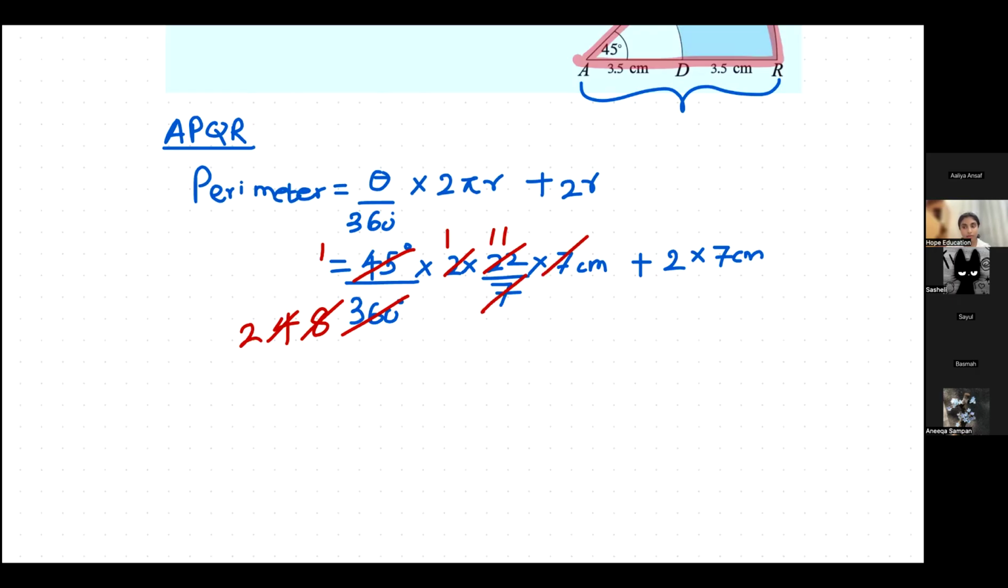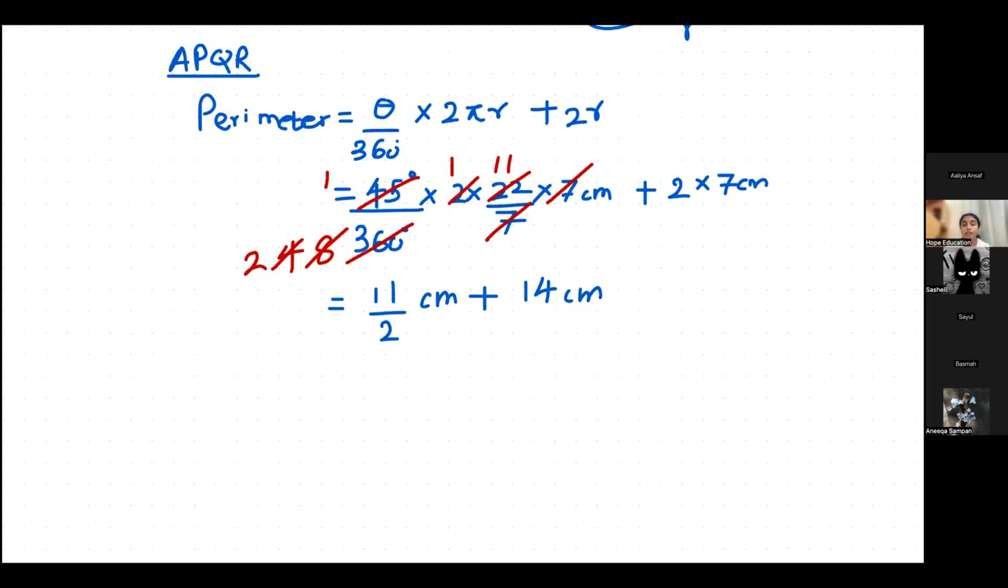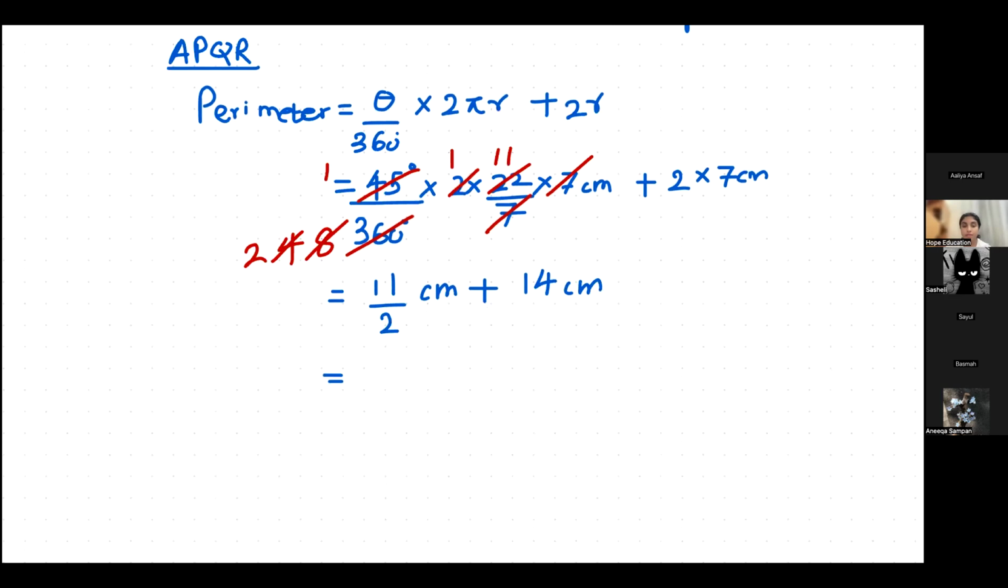Sahil, do you have any question? Okay, all right. If you have any question, let me know. Then on top we have 11, below we have 2. Plus 2 times 7 is 14 centimeters. We know 11 divided by 2 is 5.5 centimeters. Plus 14 centimeters, we get 19.5 centimeters. Did you all get this for APQR?